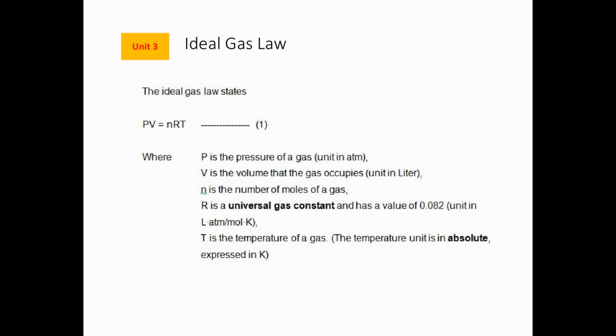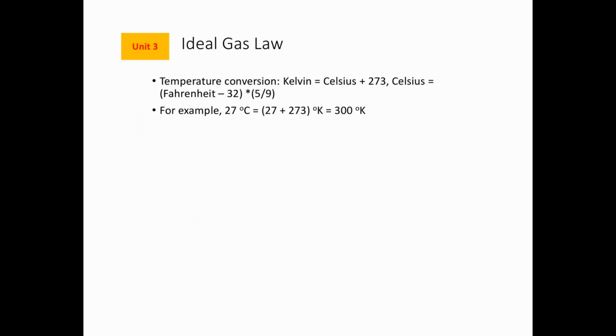T is the temperature of the gas. The temperature unit is absolute, expressed in Kelvin. Celsius to Kelvin: Celsius plus 273 is equivalent to the absolute temperature. You know how to convert from Fahrenheit to Celsius. For example, 27 degrees C is 27 plus 273 K, about 300 K.